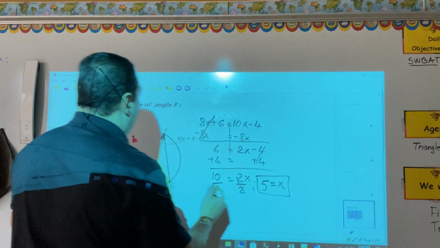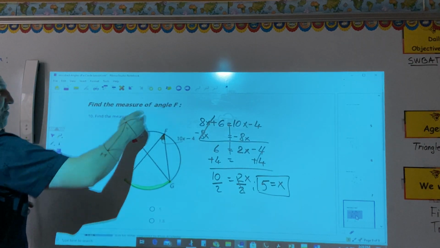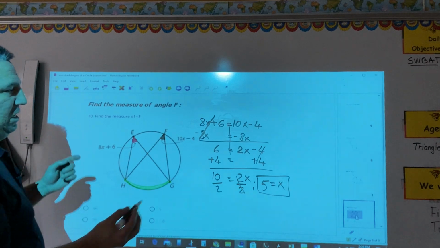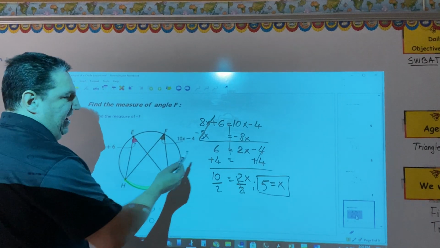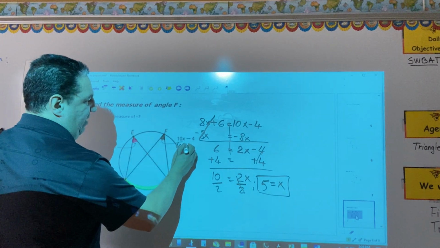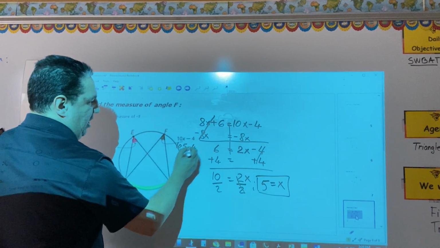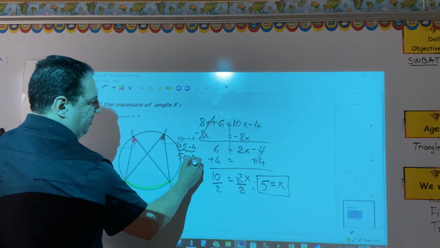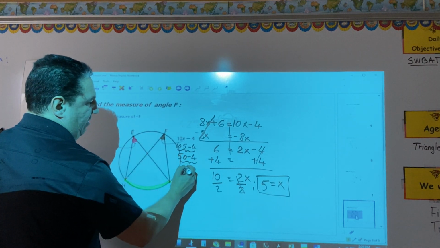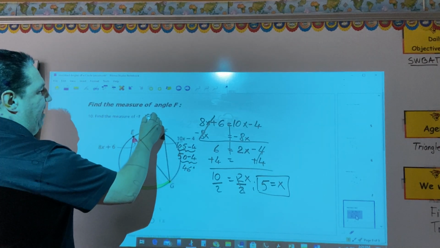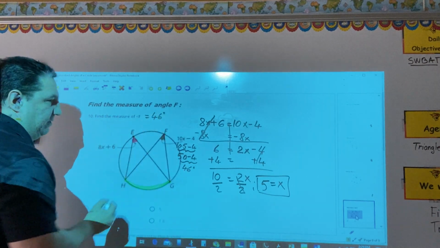Good. But it says find the measure of angle F, and angle F is this angle. We simply plug in. So we have 10 times 5 minus 4, which is 50 minus 4, which is 46 degrees. So the measure of angle F would be 46 degrees.